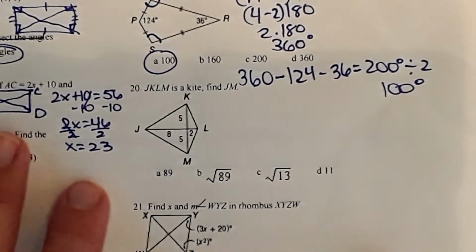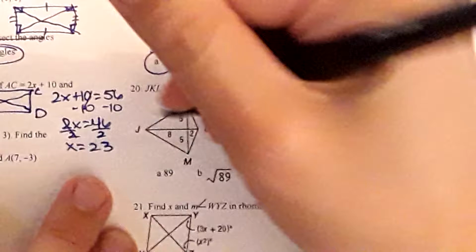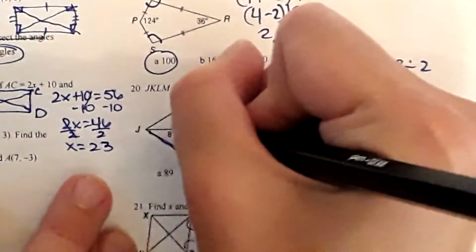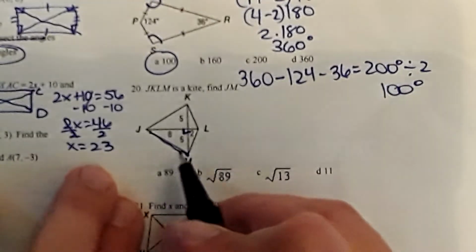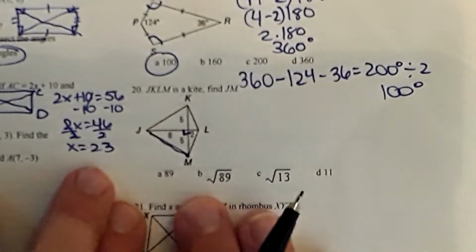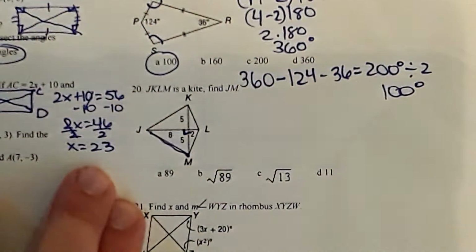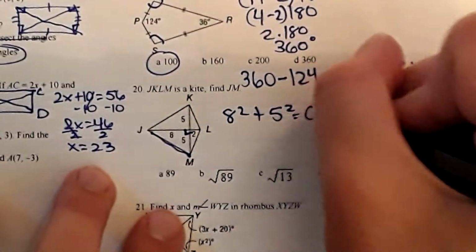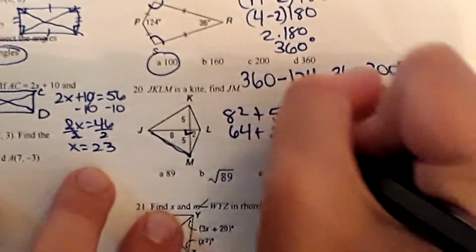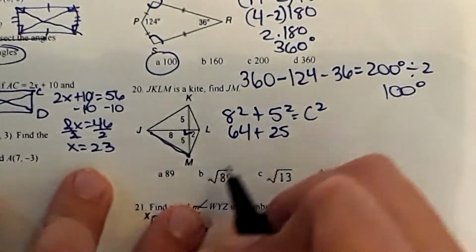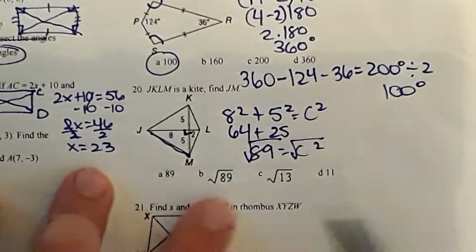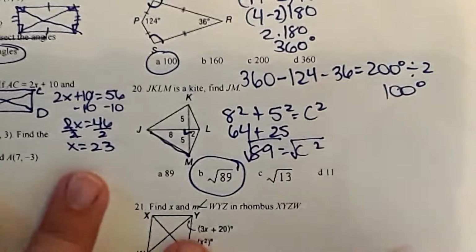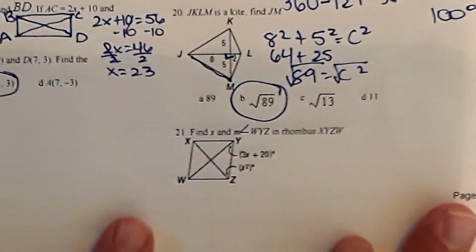20, JKLM is a kite. Find JM. This measure here. With a kite, the diagonals are perpendicular, so we have a right triangle. We can use that right triangle to find the length of JM. So 8 squared plus 5 squared equals c squared. 64 plus 25. That comes out to 89 equals c squared. Take the square root of both sides. Just so happens, square root of 89 is in the answer choices just like that.